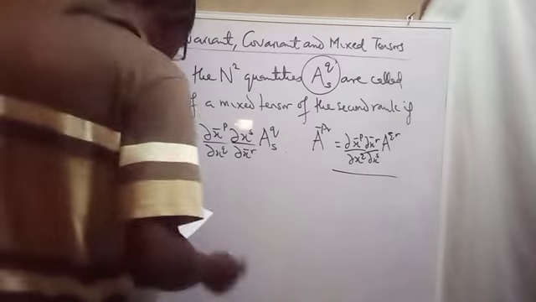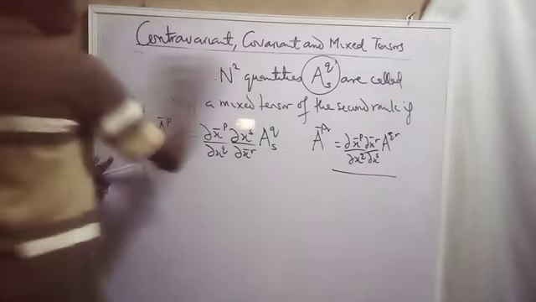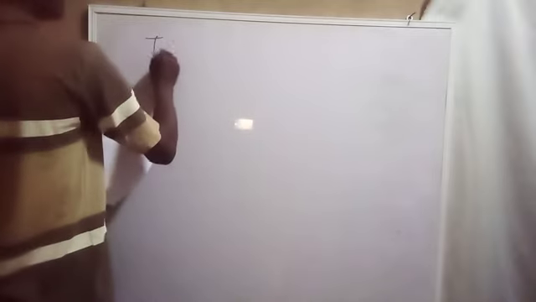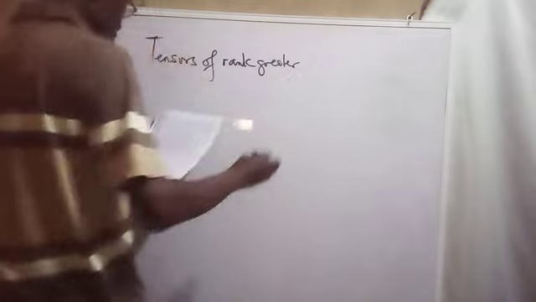Now let's look at tensors of rank greater than 2. We can equally have tensors whose ranks are more than 2. This mixed tensor that we have is of rank 2, because it has one superscript and one subscript. So, tensors of rank greater than 2. This is a subtopic.